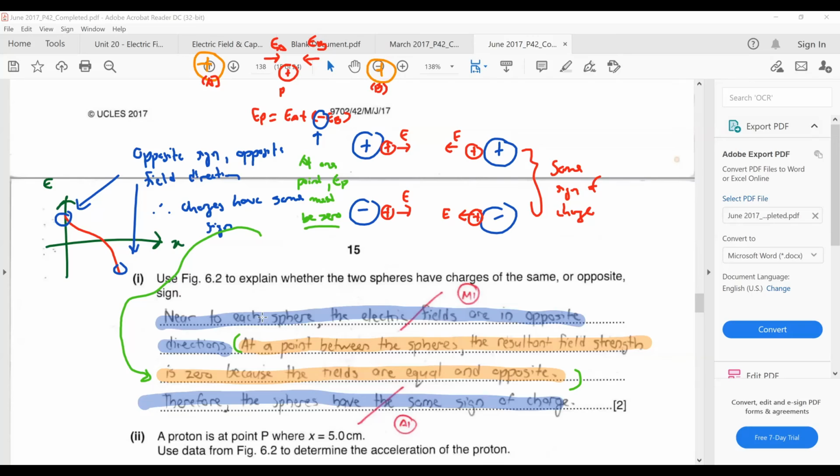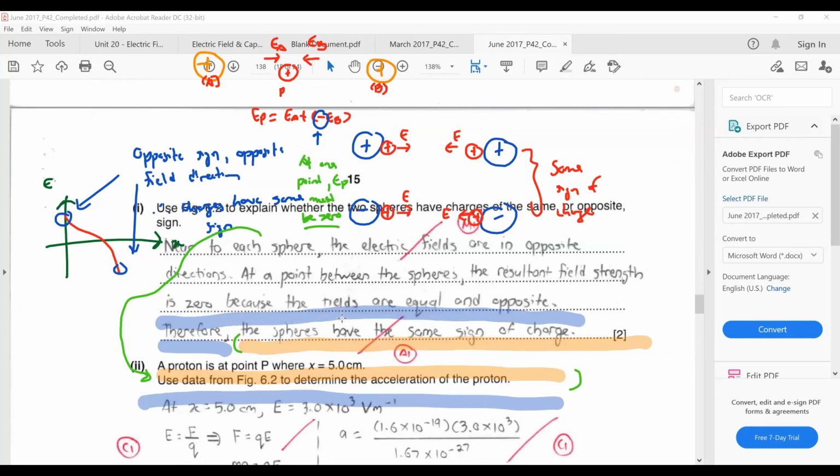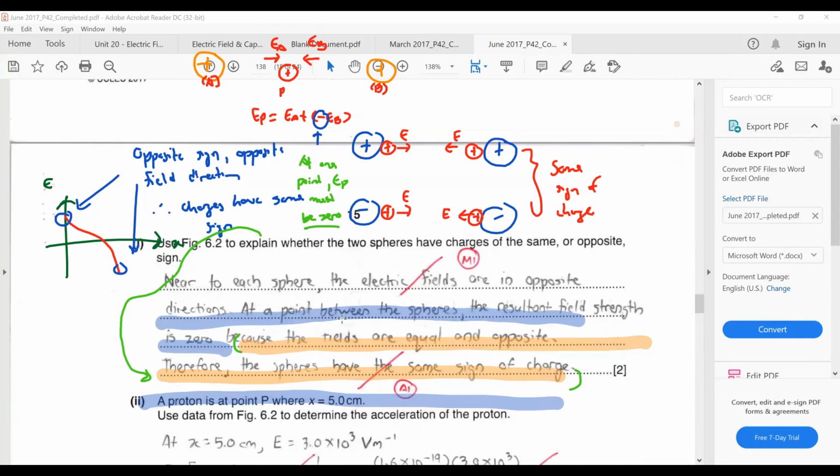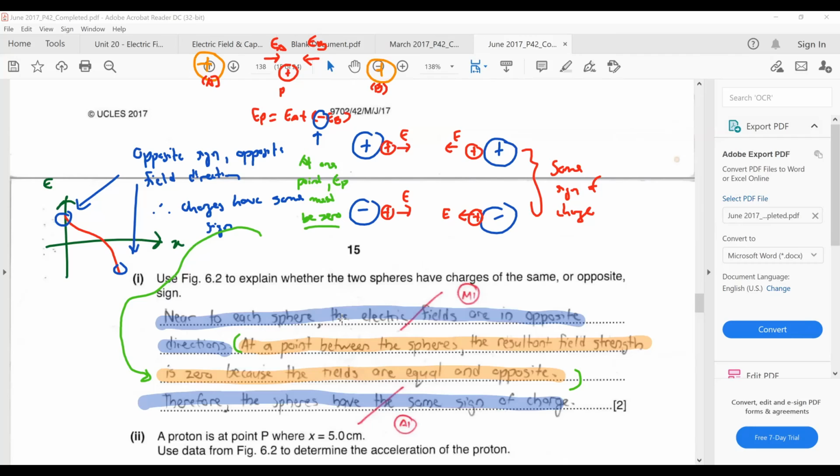Then if you are done with that, you can have a look at part 2. Part 2, they tell you a proton is at the point P where x is 5 centimeter. Use data from figure 6.2 to determine the acceleration of the proton.